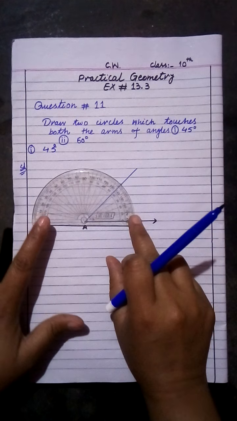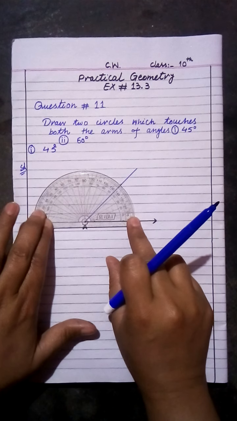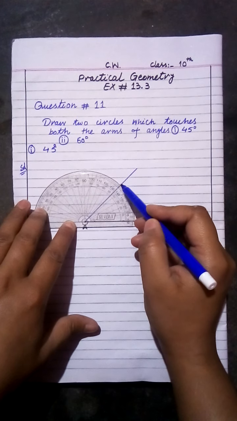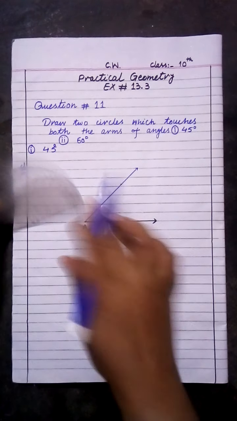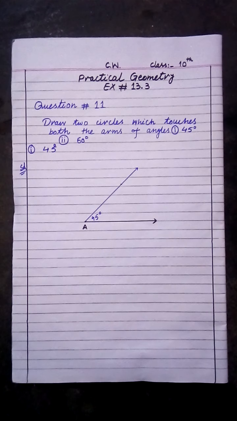In previous lectures I have told you how you can construct the angle of 45 degrees or other angles with the help of a compass. Now I have put a dot at 45 degrees. Now that is the angle of 45 degrees. So you can write here. Now first of all you have to draw the angle bisector here.